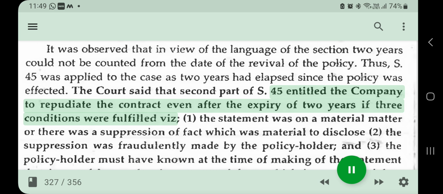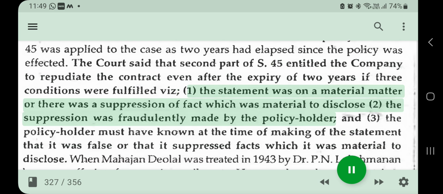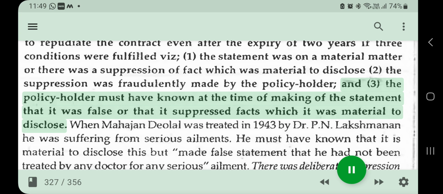viz. 1. The statement was on a material matter or there was a suppression of fact which was material to disclose. 2. The suppression was fraudulently made by the policyholder. And 3. The policyholder must have known at the time of making of the statement that it was false or that it suppressed facts which it was material to disclose.